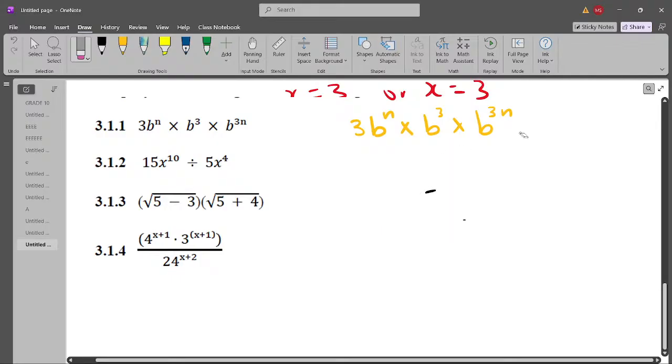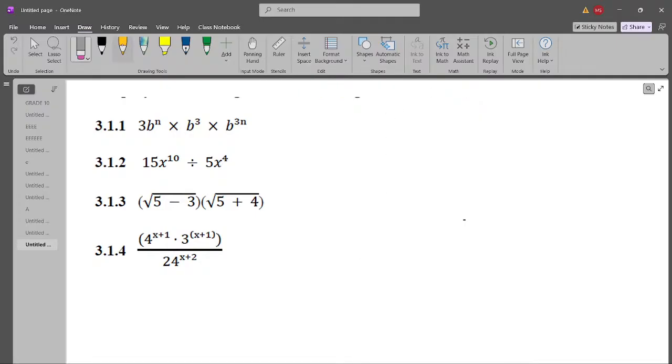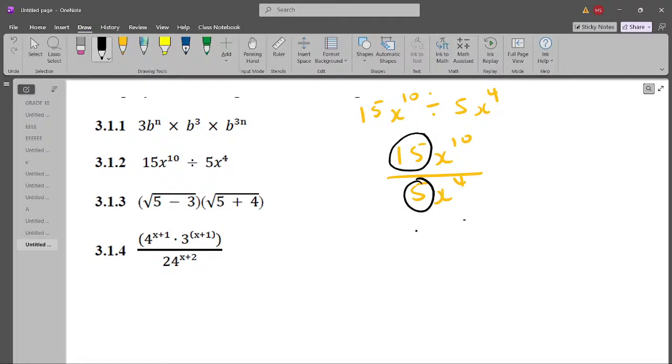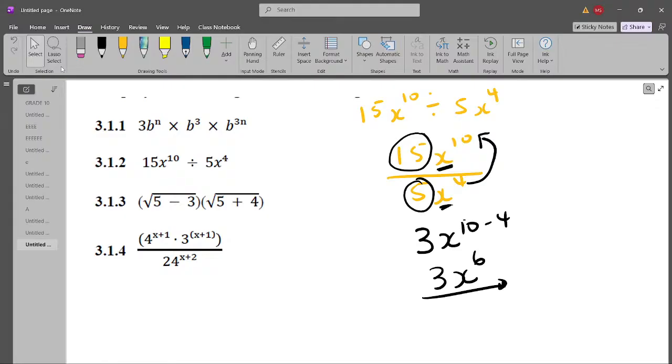Let's go on again to the second one, which is 3.1.2. Let me just look at the question. We have 15x^10 divided by 5x^4. We are dividing the same base. Remember, when we are dividing the same base, we subtract the exponents. So in this case, 15 divided by 5 gives you 3. Then when we are dividing the same base x, we subtract the exponents: x^(10 minus 4). The final answer will be 3x to the power of 6. That's your 2 marks again. Easy marks for tomorrow.